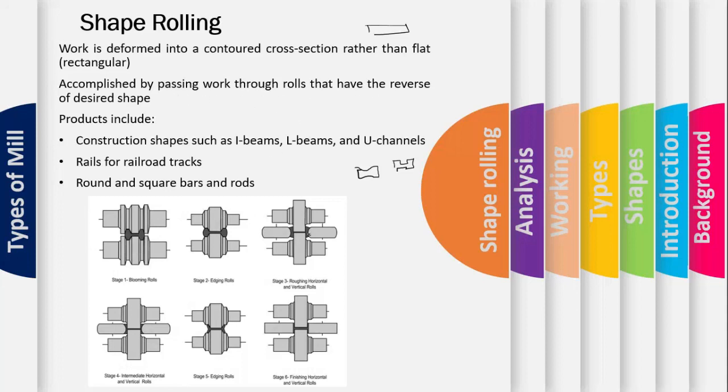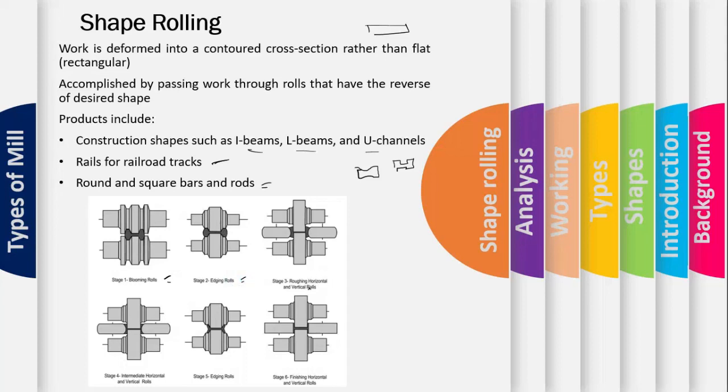This is accomplished by passing the work through rolls that have the reverse of the desired shape. Obviously, if you want to get some shape on our workpiece, we design the roll with the inverse of that shape. The products produced from shape rolling include beams and different kinds of channels that we use during construction. Another common example is rail tracks and different profiles of bars and rods. So we have blooming rolls, or we can have edging rolls which thicken the work part from the edges.